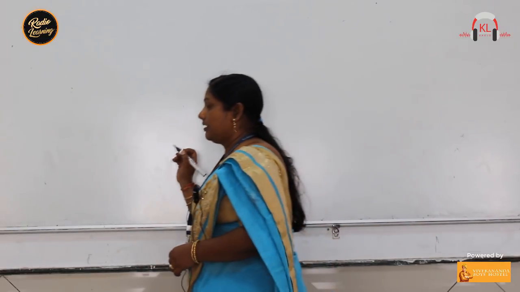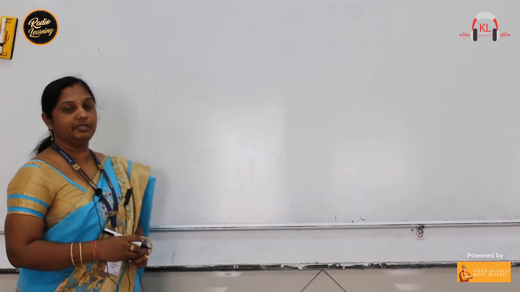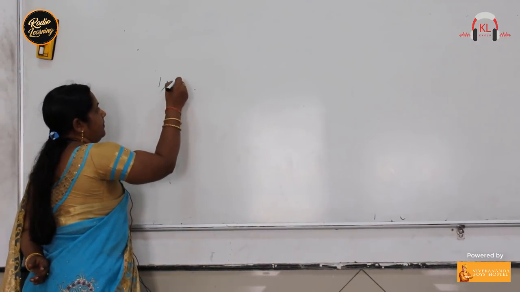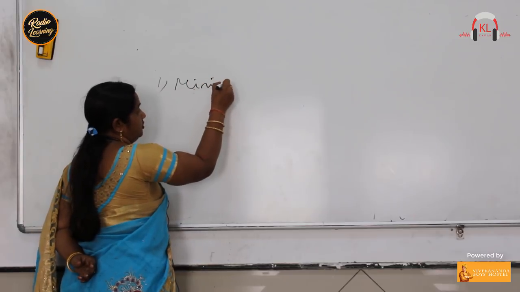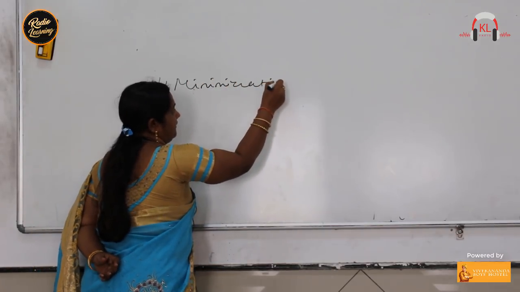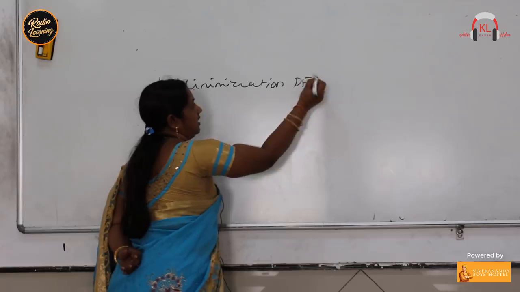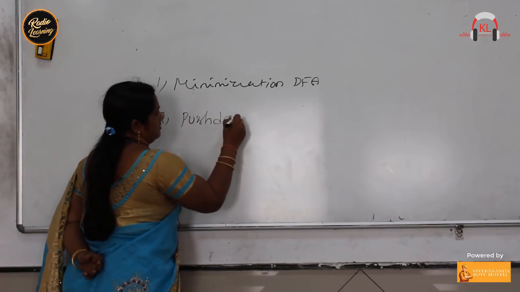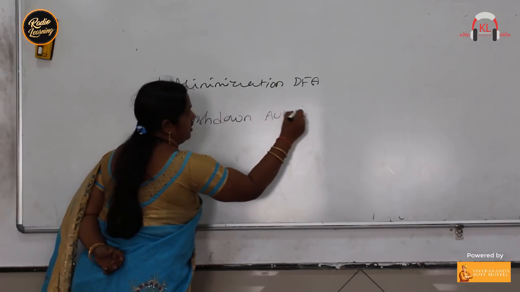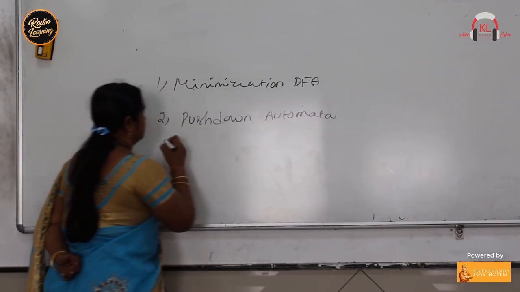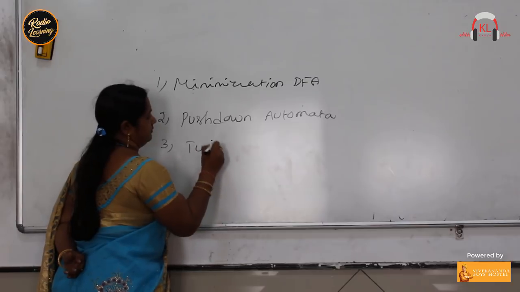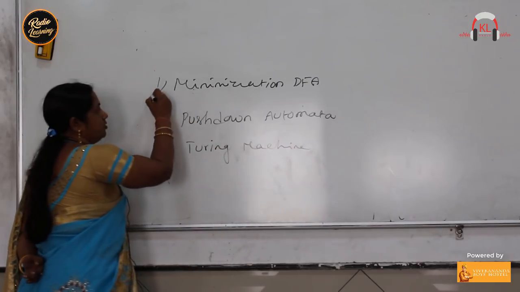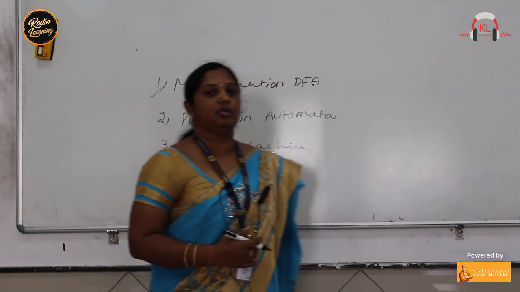Today I would like to discuss some important topics related to theory of computation. The first is minimization of DFA, deterministic finite automata. The next one is pushdown automata, and the third one is Turing machine. Now I would like to discuss minimization of deterministic finite automata.